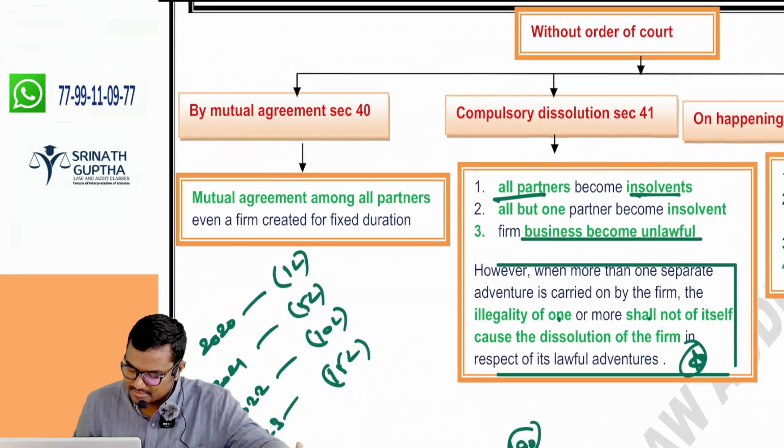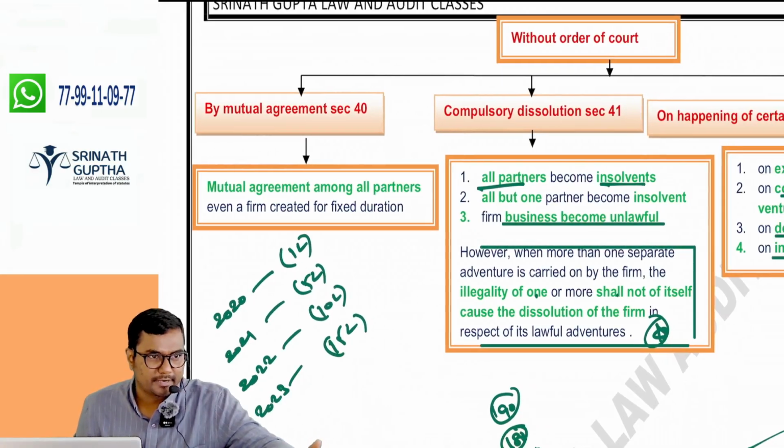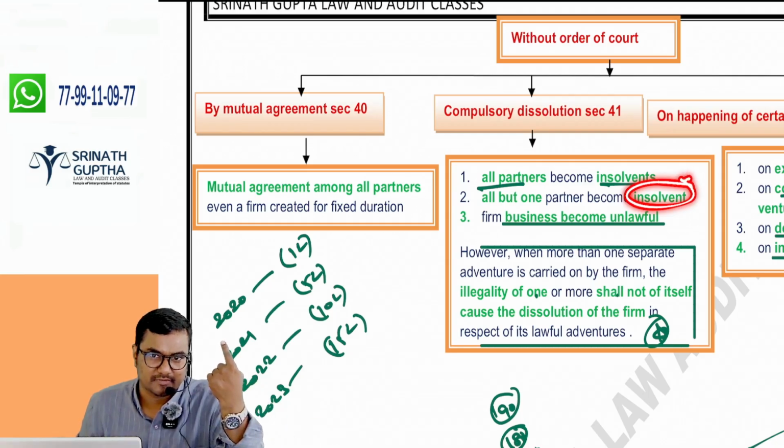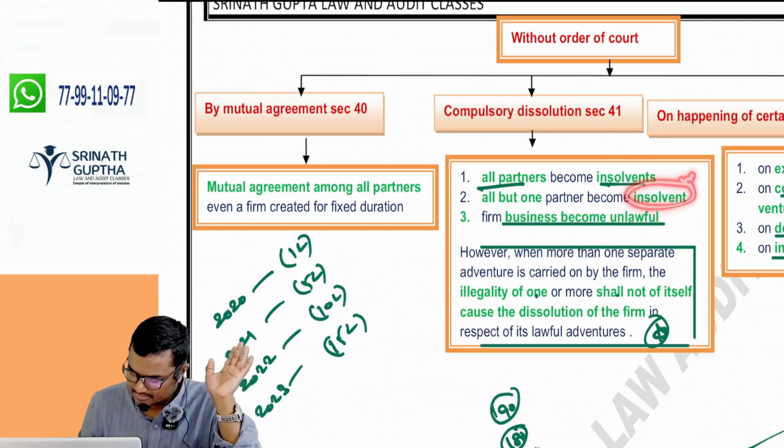Next one, compulsory dissolution. To enter into a partnership, there must be a minimum of 2 partners who are competent to enter into a contract. If all partners become insolvent, there is no competent partner and the firm will be closed. If all but one, say 3 out of 4, become insolvent, only one partner is solvent, and that is not sufficient. The firm will be dissolved.